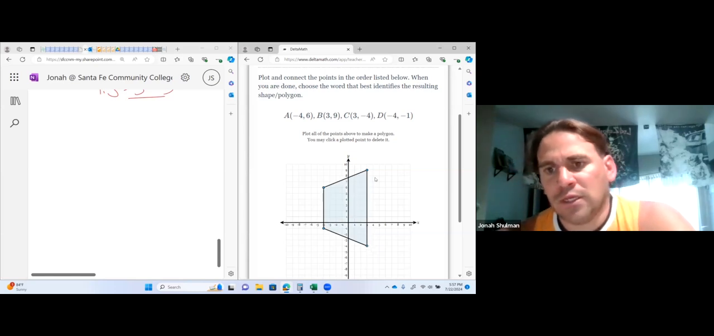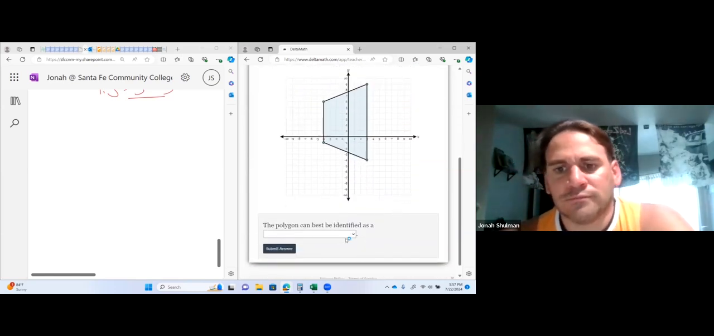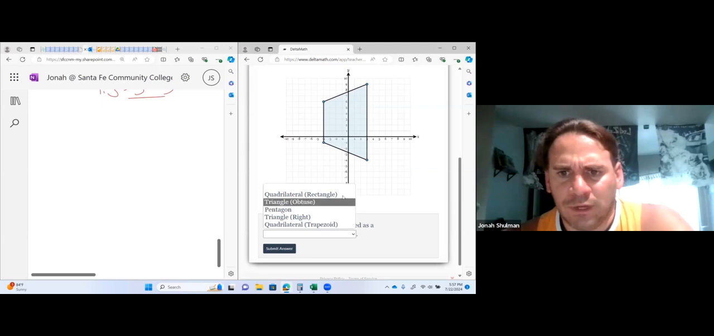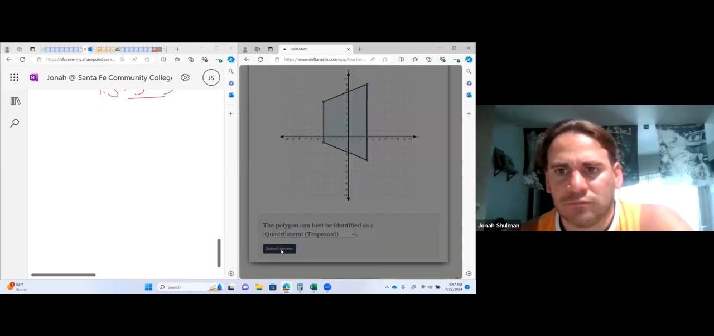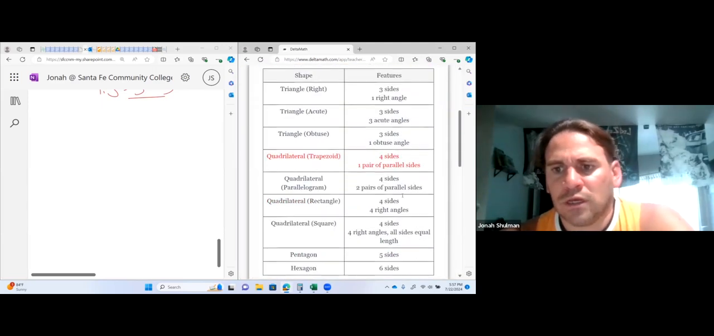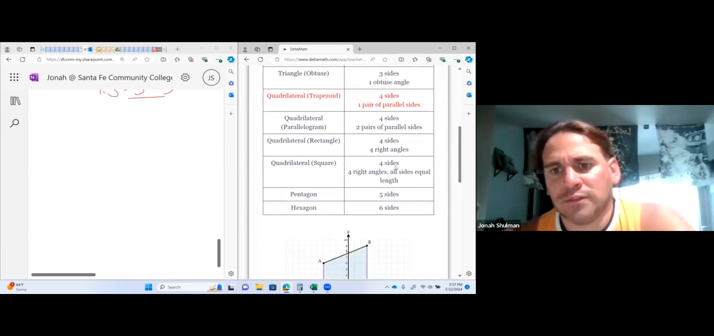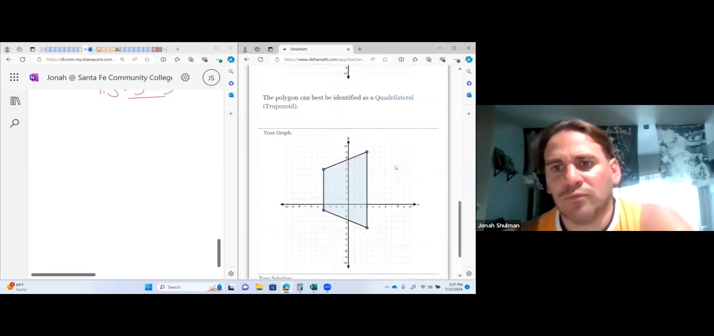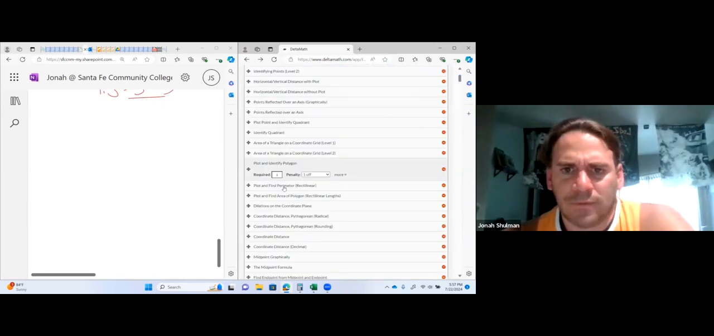Cool. It is a trapezoid. Where you at? There we go. Ta-da! 4 sides, 1 pair of parallel sides. We got it. We got the shape and we named it.